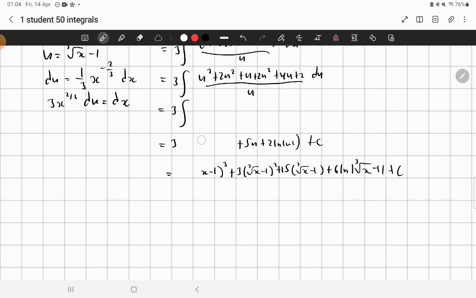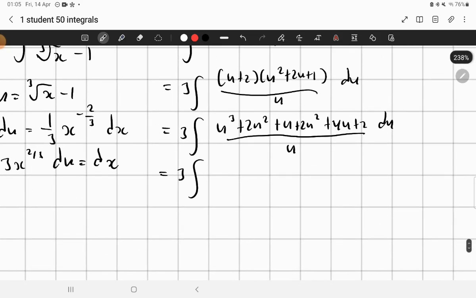I'm gonna change my variables next time. U is just confusing. I see it as 4 for some reason. Oh wait, this is 4.